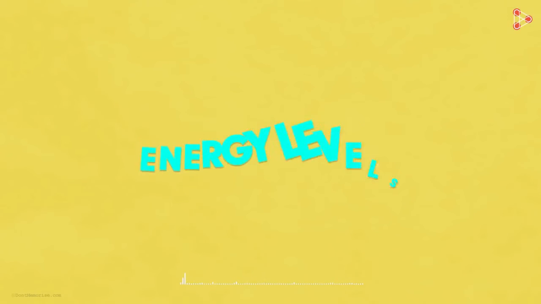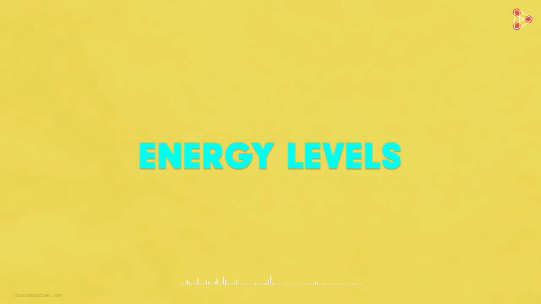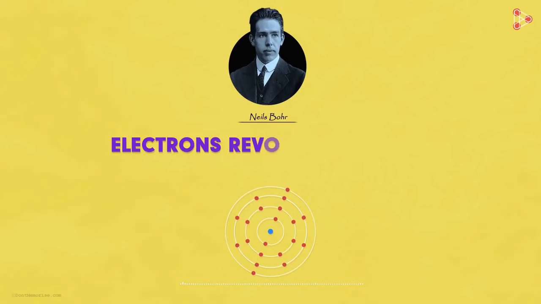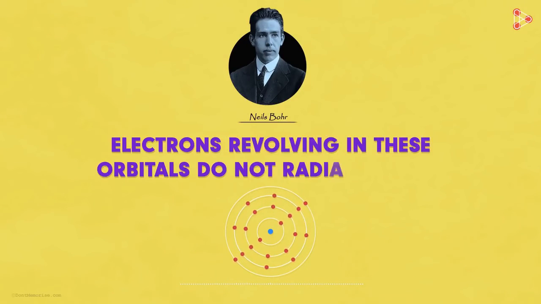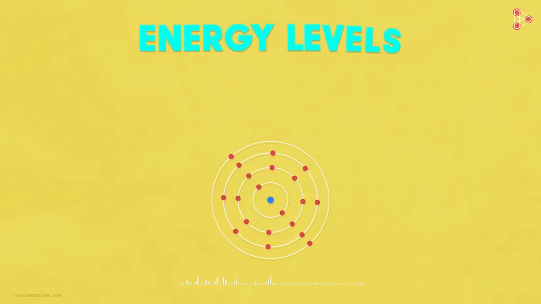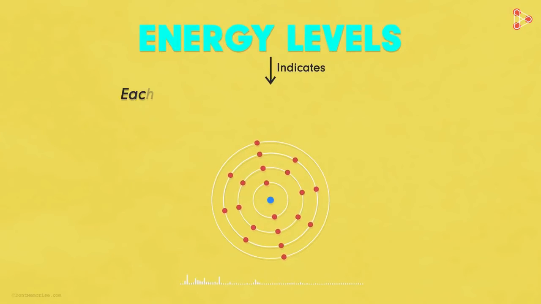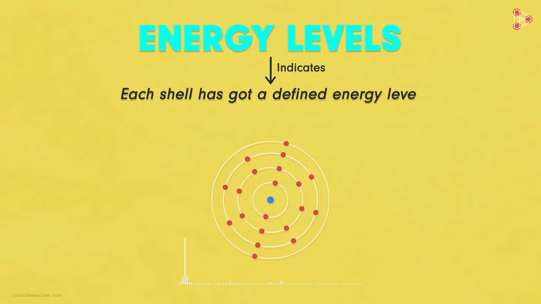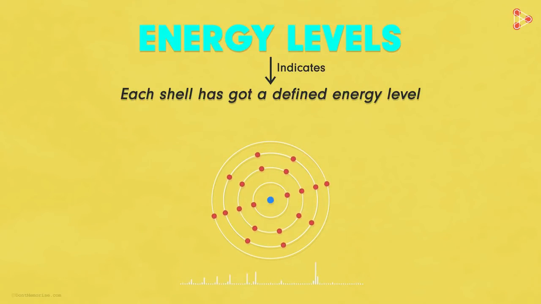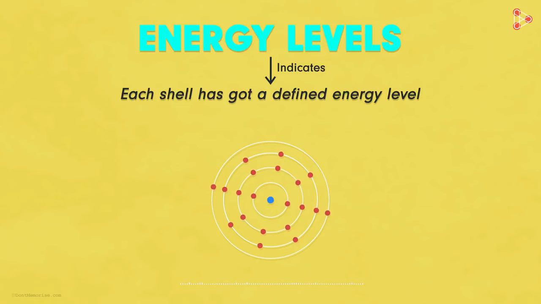Now, the name energy level gets us to an important concept. Niels Bohr suggests that the electrons revolving in these orbitals do not radiate energy. This is justified when we use the term energy levels, because it indicates that each cell has a defined energy level. That means when the electrons revolve in these cells, they do not liberate any form of energy.